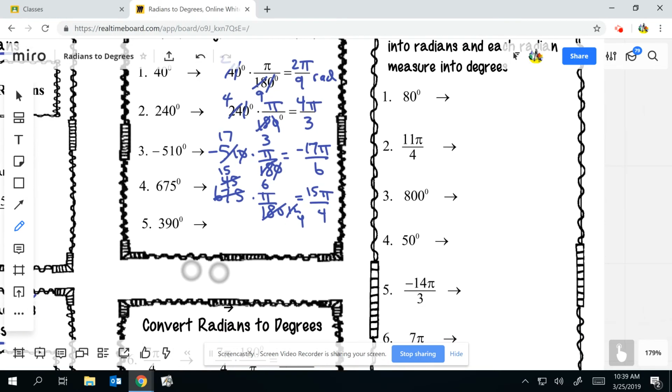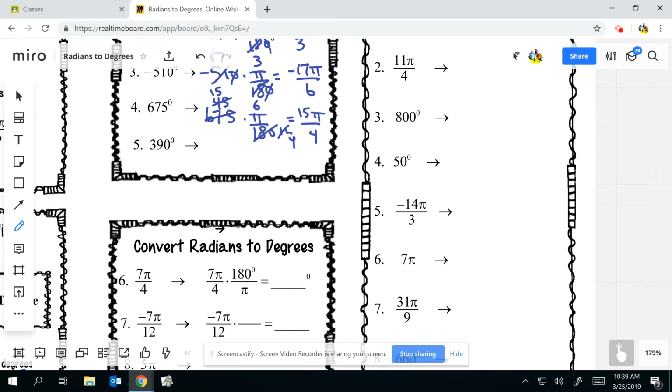Last one is 390. So 390 degrees times pi over 180. I would first get rid of the zeros. It's easier to see the two numbers when they're smaller. So 39, I can divide by 3 and get 13.